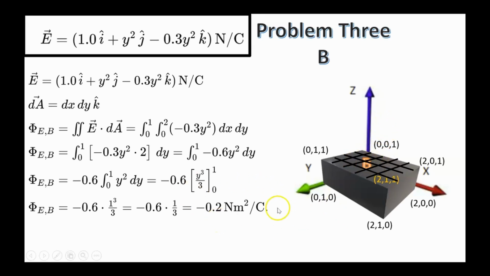Bingo! And that gives you a total flux of negative 0.2 newtons meters squared per coulomb, and that's the flux through surface B. The flux through surface A was positive. The flux through surface B is negative.